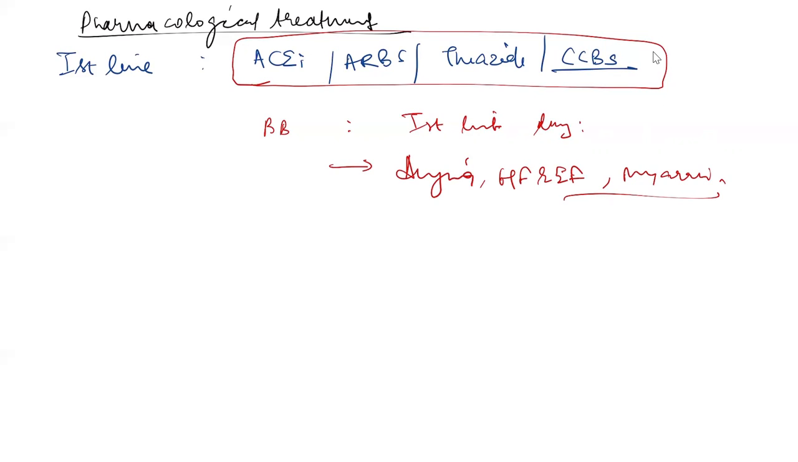Now, let us discuss pharmacological treatment in patients with no comorbidity. Since the patient has no comorbidity, we'll prefer first line agents only. The first step is we should start A, that is ACE inhibitor or ARB, any one of the two, plus calcium channel blocker, and both should be started at low dose.